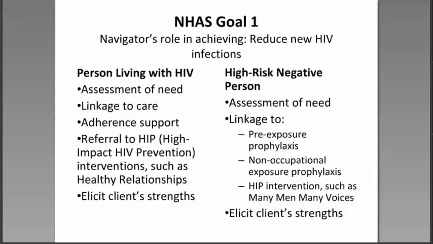For high-risk negative individuals, the way that the navigator can help to reduce new HIV infections is, like I said, assess the need, but also link them to pre-exposure prophylaxis, non-occupational post-exposure prophylaxis, and then any sort of HIP interventions such as Mini-Men, Mini-Voices. Community promise would be another example of that as well. And then elicit the client's strengths. Again, that's going to be important that we are able to do that also.